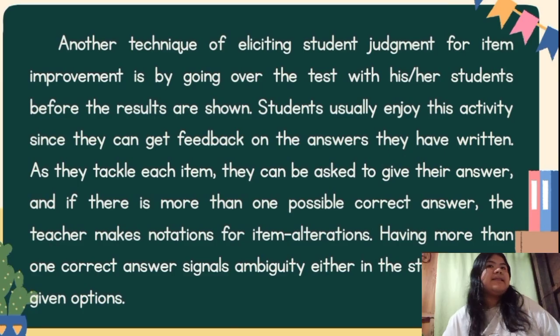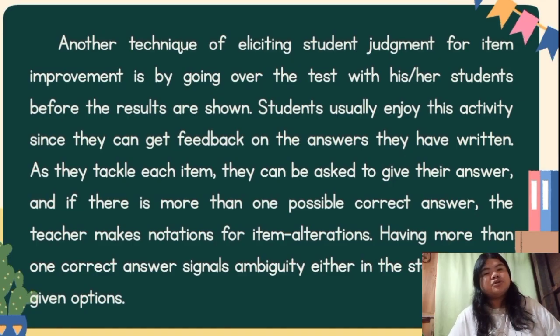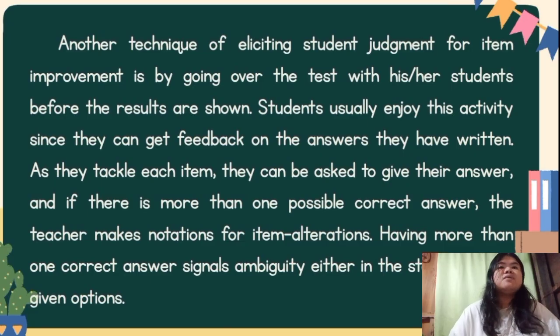As they tackle each item, they can be asked to give their answer, and if there is more than one possible correct answer, the teacher makes notations for the item alterations. Having more than one correct answer signals ambiguity either in the stem or in the given options. The teacher may also take the chance to observe sources of confusion, especially when answers vary. During the session, it is important for the teacher to maintain an atmosphere that allows students to question and give suggestions. It also follows that after an item review session, the teacher should be willing to modify and correct key answers.